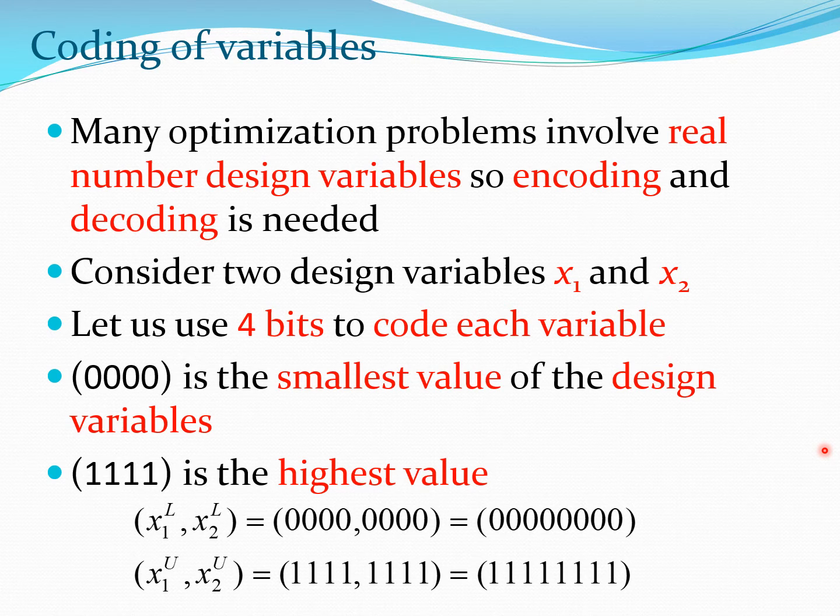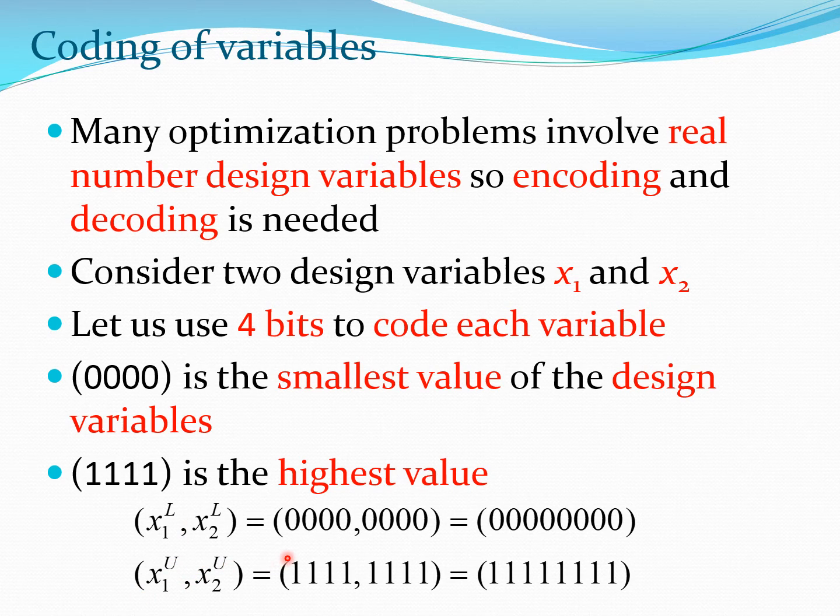So let us consider the case with 2 design variables, x1 and x2. Now in these cases, let us consider 4 bits to code each variable. So we start with 0 0 0 0 as the smallest value of the design variable, and then 1 1 1 1 is the highest value. So again, these are 4-bit values for each of the variables. So now if we think of a 2-variable problem, we have the variable x1 and x2, we have the lower and the upper bound on both these variables.